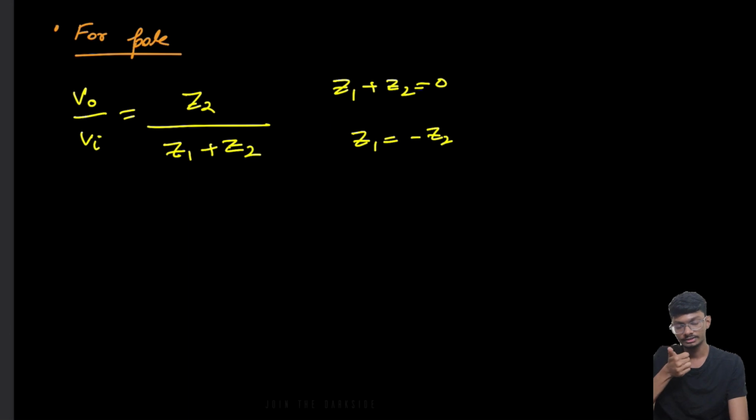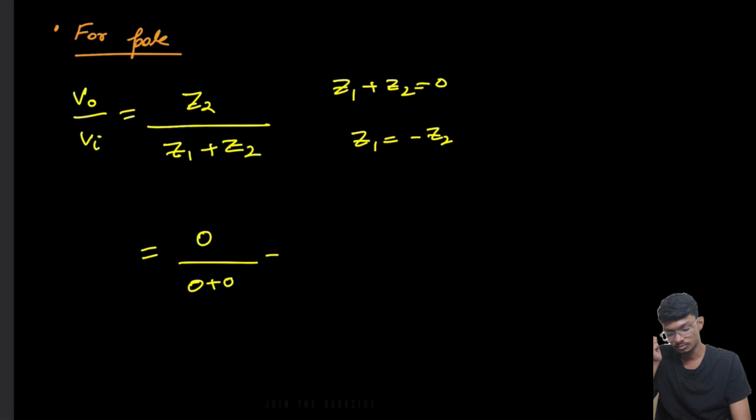Okay, now what other thing should we keep in mind? Both Z1 and Z2 can't be equal to 0, right? If Z1 equals Z2 equals 0, then we get Z2 is 0 over Z1, 0 plus 0. Again we are getting the same 0 by 0 format, which is indeterminate. So we won't be able to find the poles for this. There will be pole-zero cancellation in this case, and there won't be any pole at that frequency. So basically this is the condition.